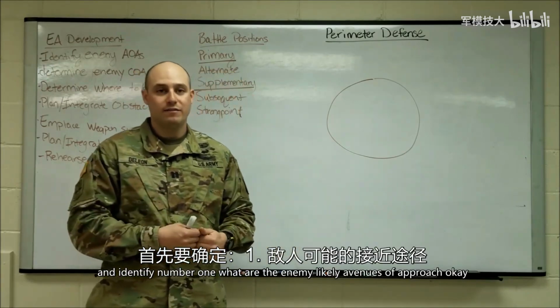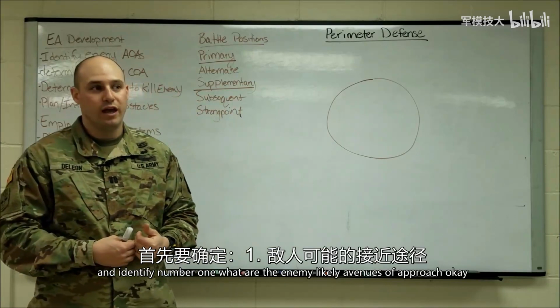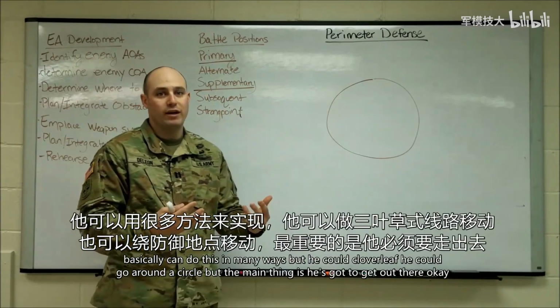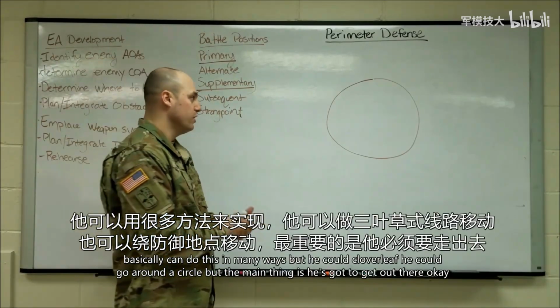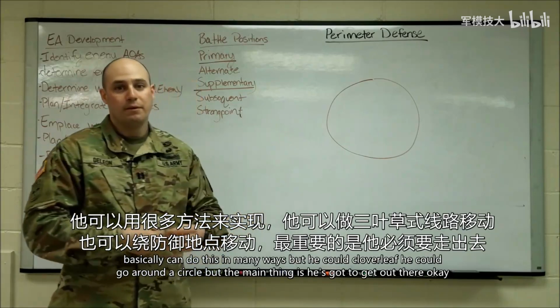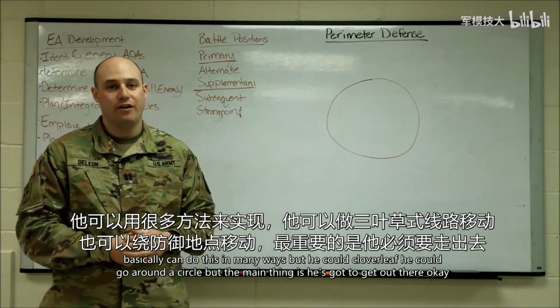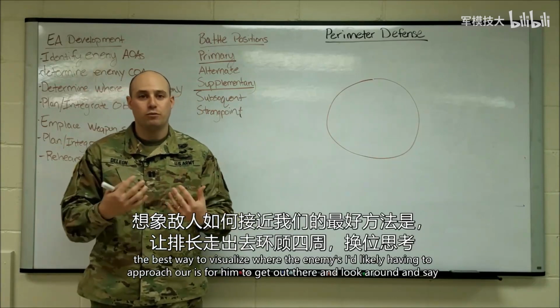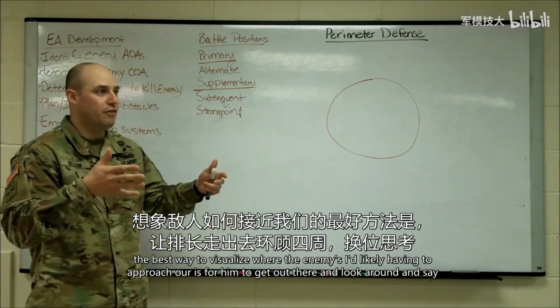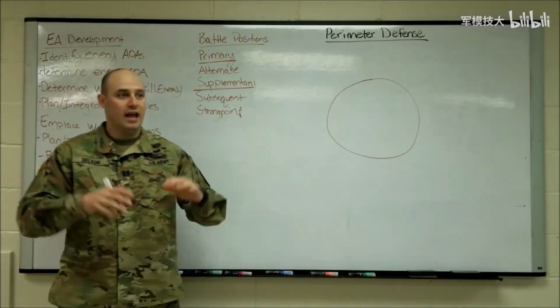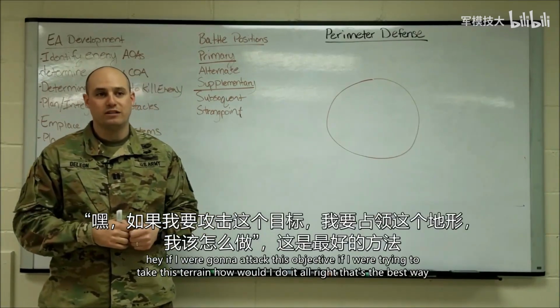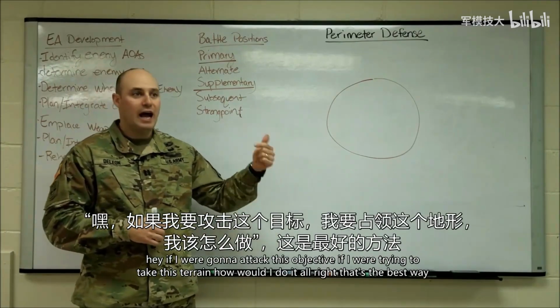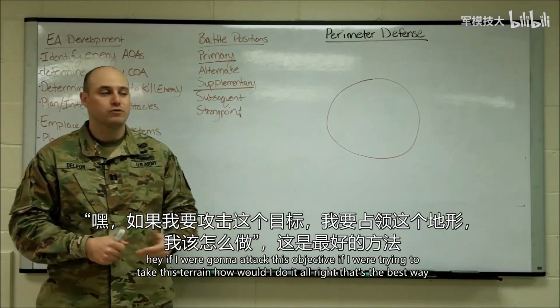And identify, number one, what the enemy's likely avenues of approach are. He can do this in many ways; he could cloverleaf, he could go around in a circle, but the main thing is he's got to get out there. The best way to visualize where the enemy's likely avenues of approach are is for him to get out there and look around and say, if I were going to attack this objective, if I were trying to take this terrain, how would I do it? That's the best way.